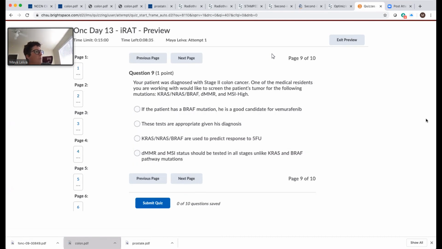Your patient was diagnosed with stage 2 colon cancer. One of the medical residents you were working with would like to screen the patient's tumor for the following mutations: KRAS, NRAS, BRAF, dMMR, and MSI high. So would you agree to that? Would you agree to all of that testing based on his stage? I see shaking heads. I see people going no. Okay, so if that's correct, which ones would we want to test?